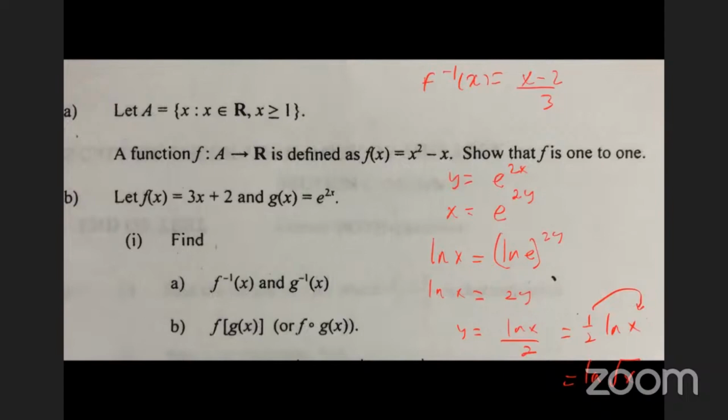All you have to do now is find f of g of x. So f of g of x is what? F of, open brackets, e to the power of 2x. So you're going to put e to the 2x in f of x. So that'll be 3e to the 2x plus 2.